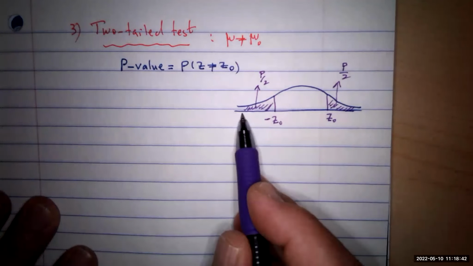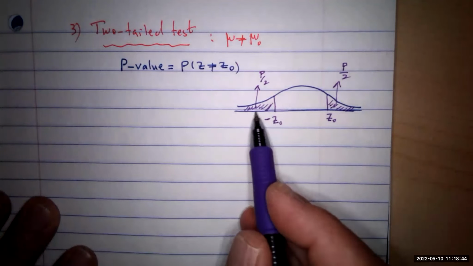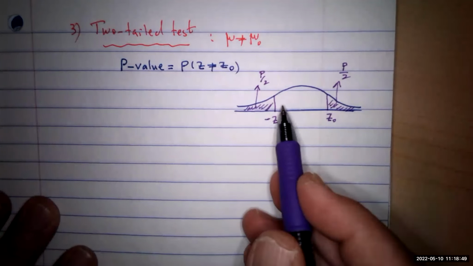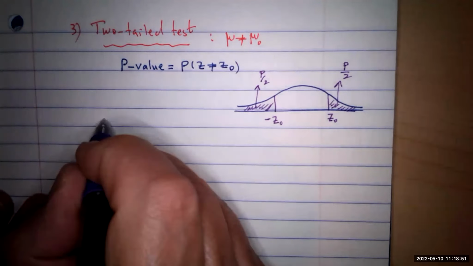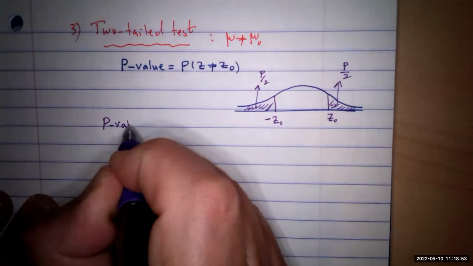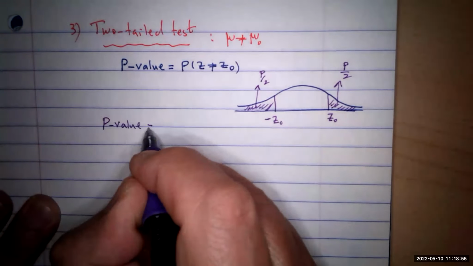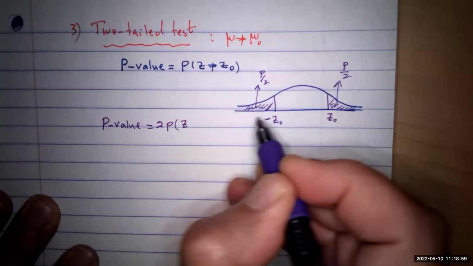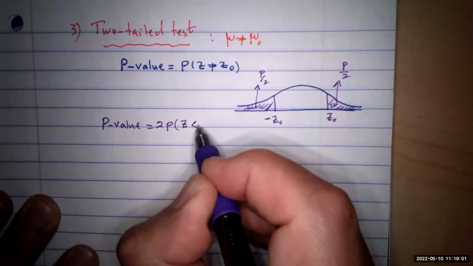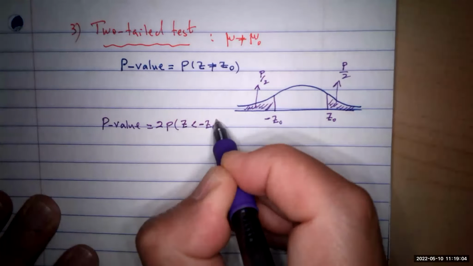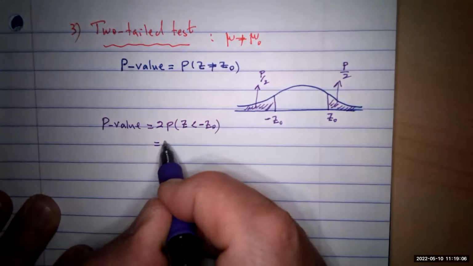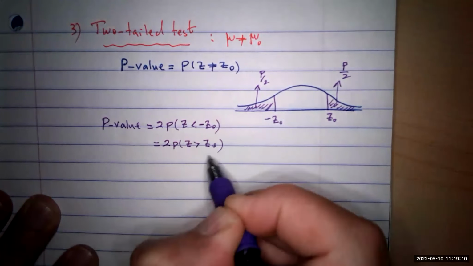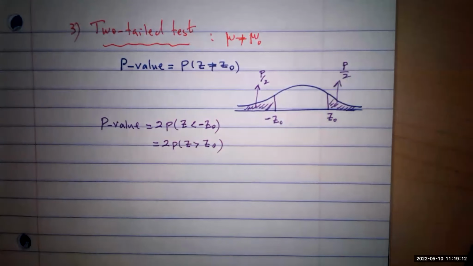This one is easier, because for the area to the left, you don't have to find the complement. Whatever you find, you multiply by 2, or you can do the other one. My suggestion is this is going to be twice P of z less than negative z naught, which is the same as twice P of z greater than z naught. So we find one of them and we multiply by 2.